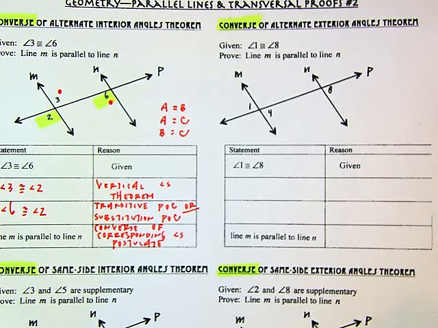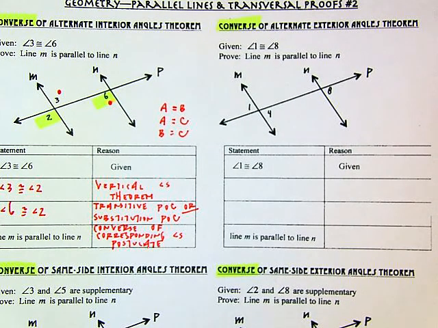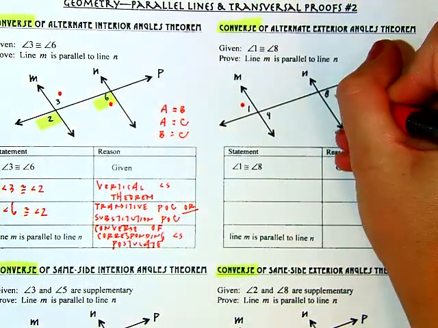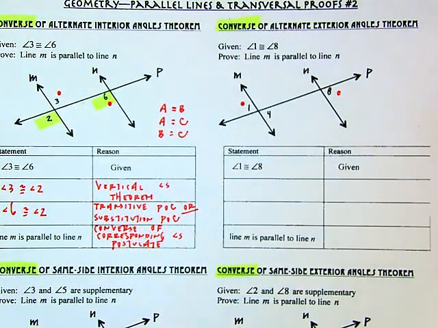So now the converse of the alternate exterior angles theorem. So our starting point here is that angle 1 and 8, these alternate exterior angles, they are congruent. And we want to build a proof that shows why the two lines have to be parallel.